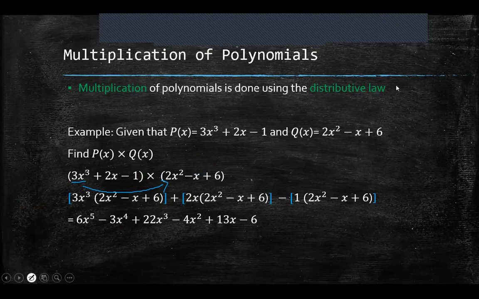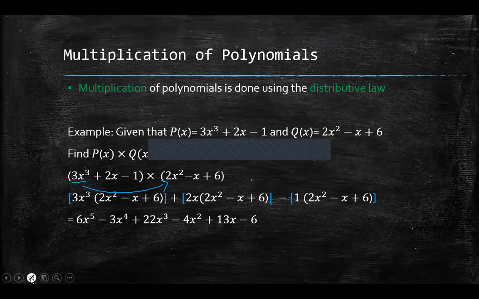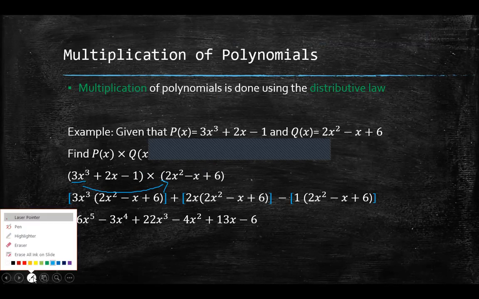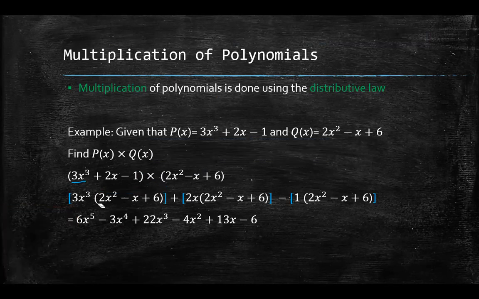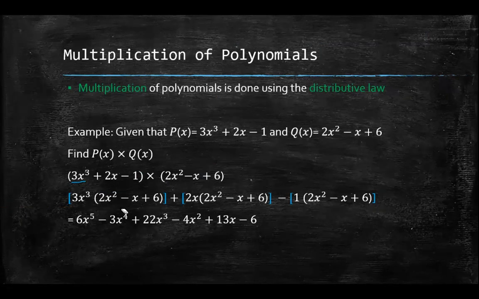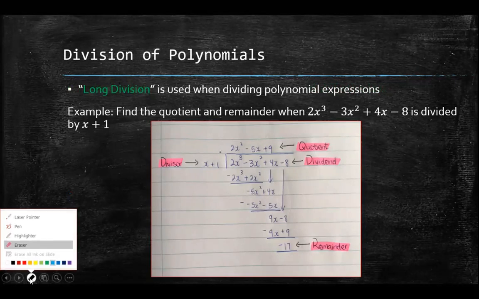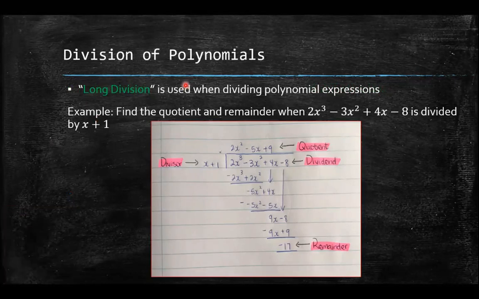Don't get scared. It's the same thing you're doing. Same distributive law that you're applying. It's just more terms. So that's what I did here. And then when you expand these brackets, the polynomial that you will get is 6x to the power 5 minus 3x to the power 4 plus 22x cubed minus 4x squared plus 13x minus 6. Same distributive law you're using, nothing new. It's just 3 terms instead of 2 terms. I don't have an example for that because that's what you do. It's the same concept.